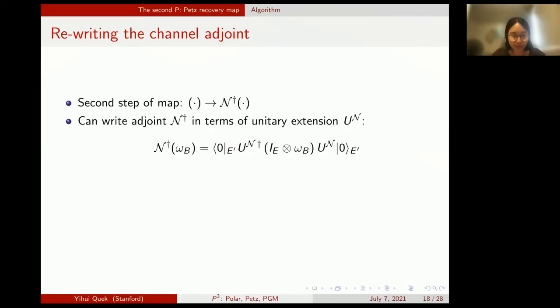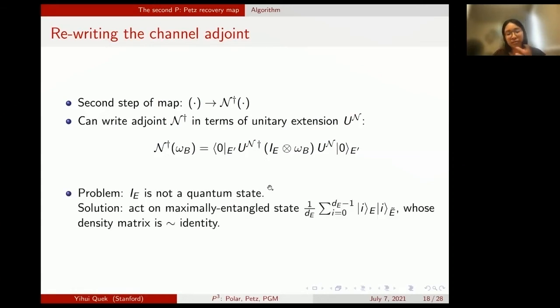There are also some things that we need to do in order to make it more obvious how to actually implement this on a quantum computer. Namely, we need to write the second step of the map, which is acting with the adjoint of the map, in terms of the unitary extension of the forward noise channel. We do so as follows. This is a weird expression because it's saying that if I want to act with the adjoint of a noise channel, I act with the isometric extension of the noise channel on some enlarged input state, and then I somehow have to collapse it onto this zero state.